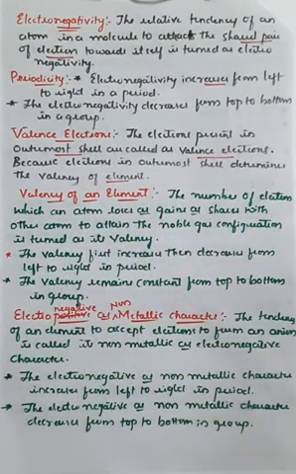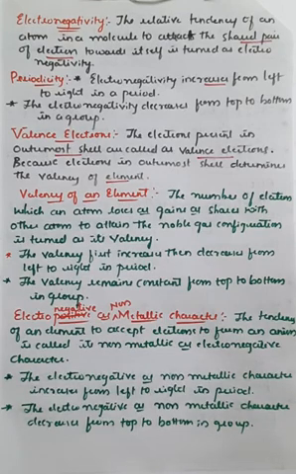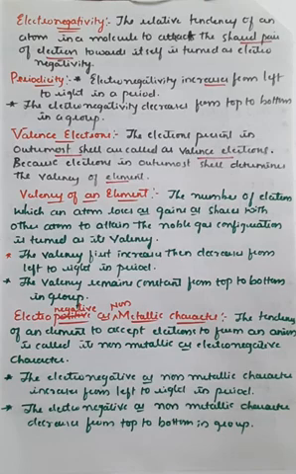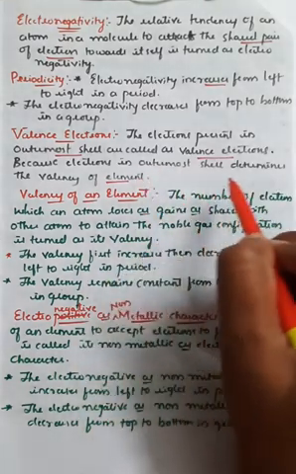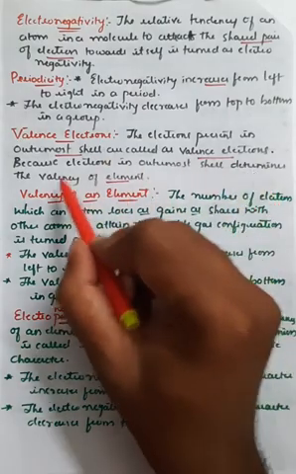For example, sodium can be converted into Na+1, which means you can remove 1 electron. Copper can be converted into copper +2, which means you can remove 2 electrons. Similarly, copper can also be converted into copper +3, which means you can remove 3 electrons from its valence shell. That determines the valency of the element.